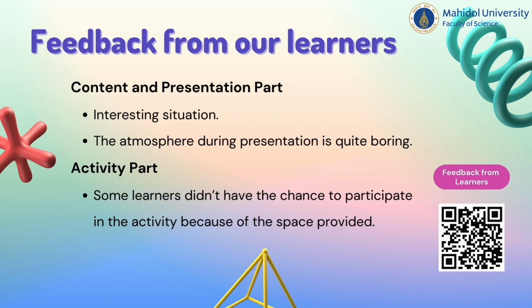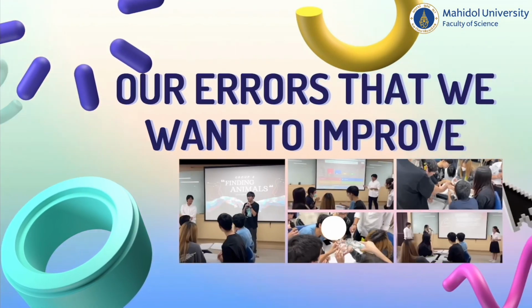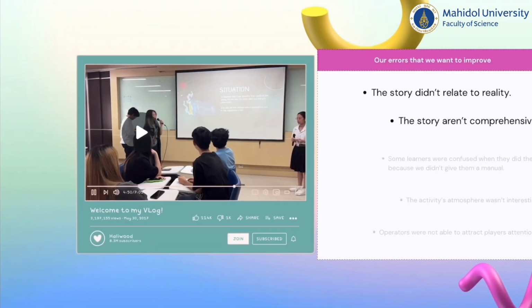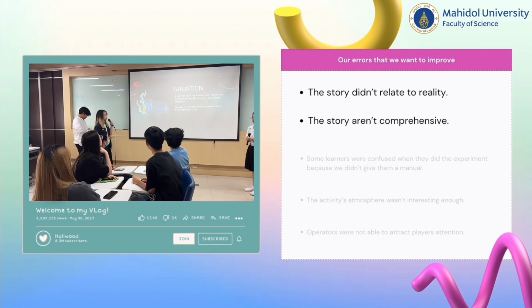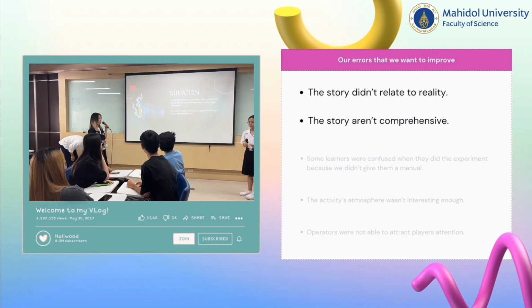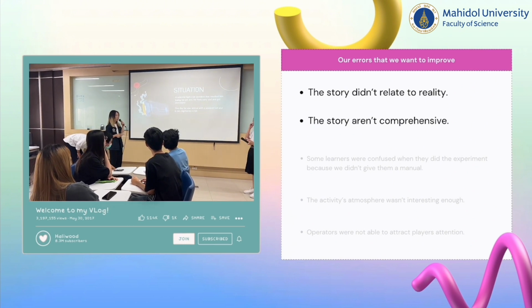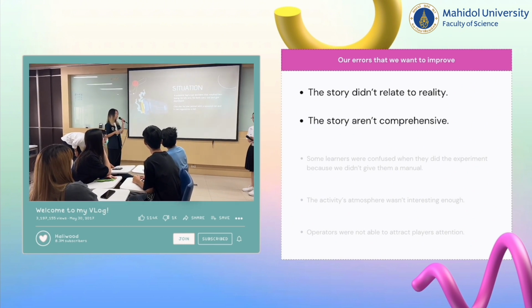For the content and presentation part, learners say that the situation was interesting, but the atmosphere could be more exciting. And for the activity part, some learners didn't have a chance to participate in the activity because of the space provided. Next, areas that we want to improve, starting with the first and second. The story did not relate to reality, and the story was not comprehensive. If you remember, our situation is about DNA transplantation from a lizard to a human body, which is quite not possible with current technology.